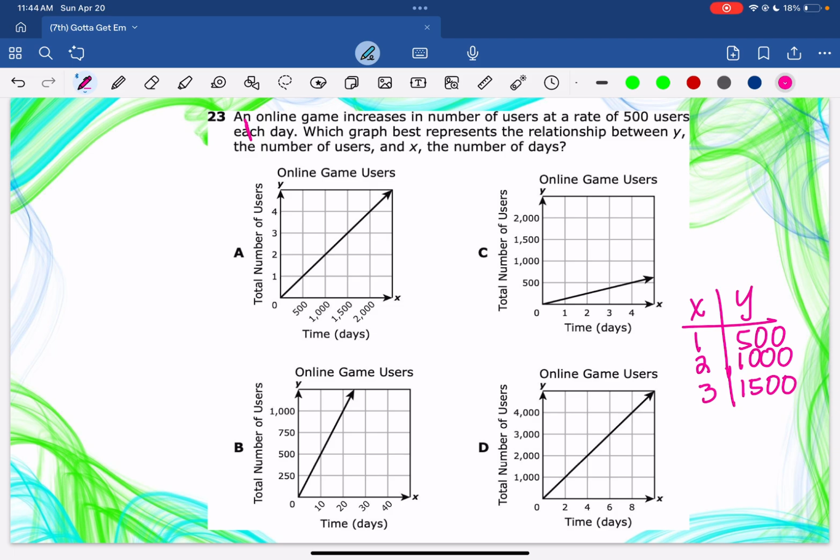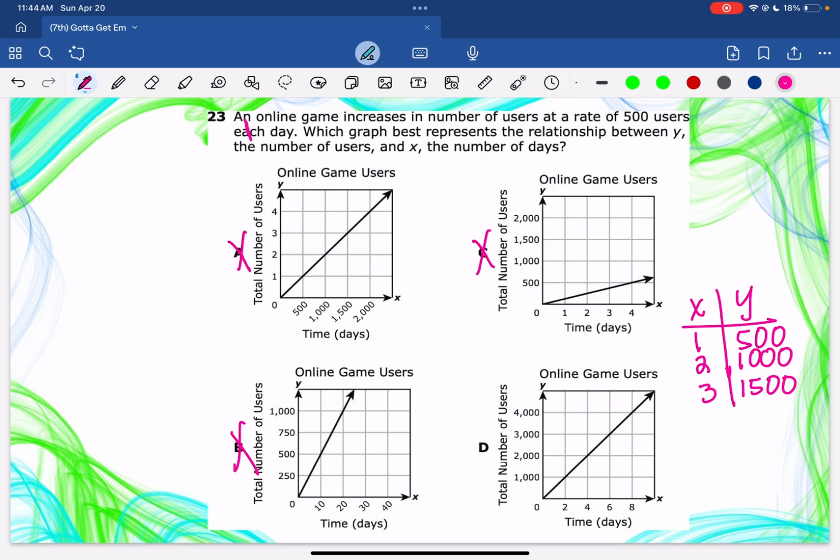So I'm looking at the A answer choice. They're not even in days, so I can scratch out A. I'm going to go to B. They're not 1, 2, 3 either in days, so we're scratching that out. I'm not saying it couldn't work, but we're not there. So we're going to C. It says 1 to 500. That doesn't work. 2 to 1,000. It's not there either, so it's definitely not C.